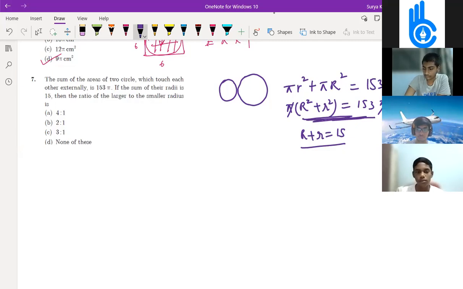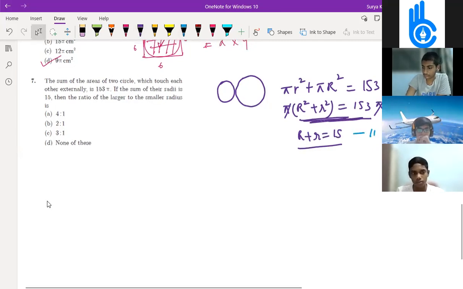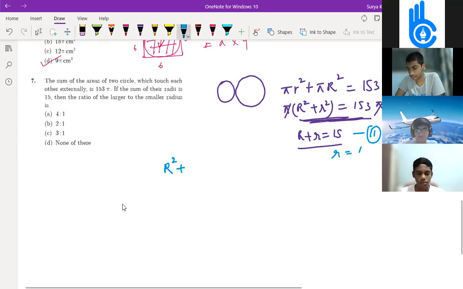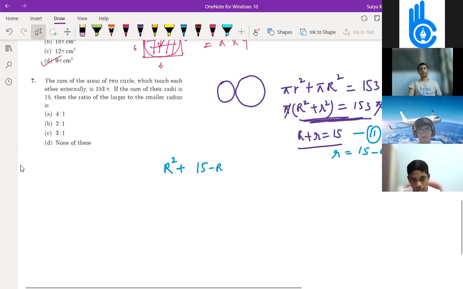Sir, we have to do R1 plus R2 equals 15. That is given only. After that? Then pi R1 square plus pi R2 square equals 153 pi centimeter square. Pi gets cancelled. R1 square plus R2 square is equal to 153. After this? R1 square plus (15 minus R1) whole square equals 153. See, instead of small r, we can write 15 minus capital R. The same thing you put over here: R square plus (15 minus R) whole square is equal to 153.